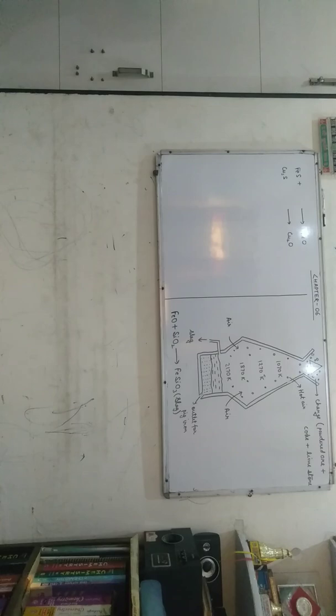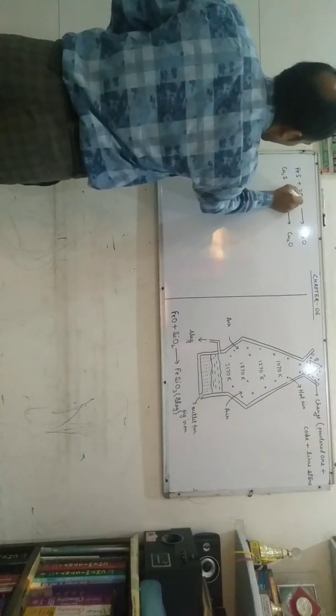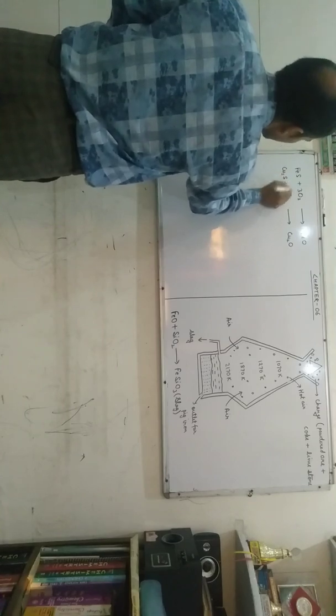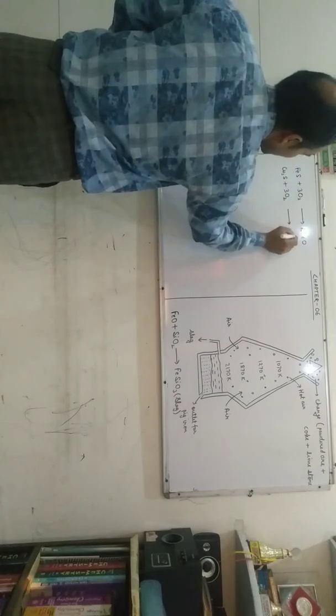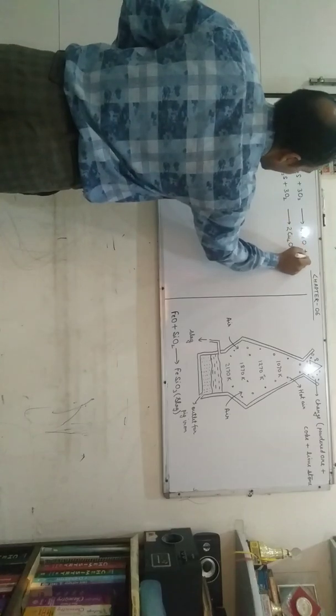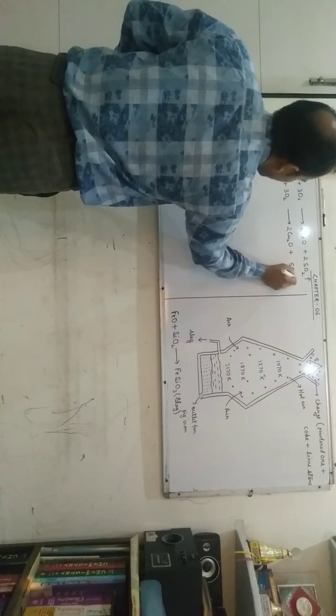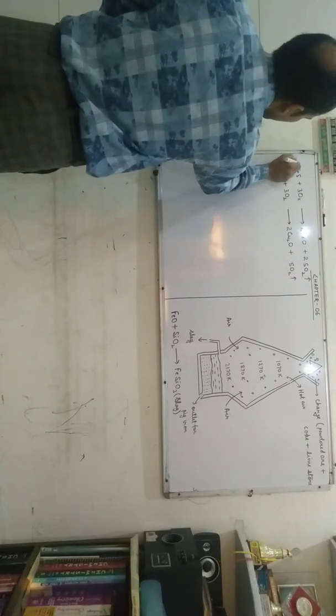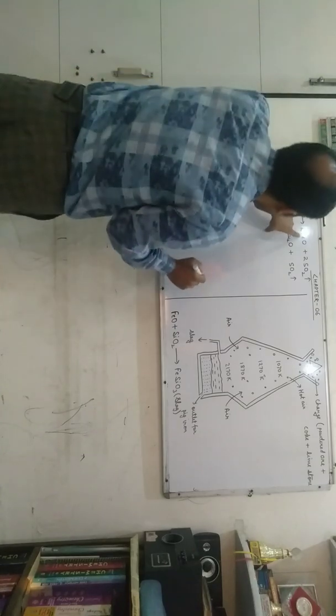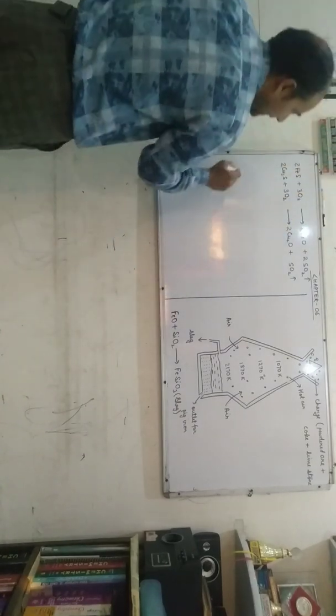I repeat again, copper matte consists of copper sulfide and iron sulfide, which on oxidation give copper oxide and iron oxide respectively, as according to the equation. Now balance the equation. Now we are balancing the equation. Now iron oxide and copper oxide further react.